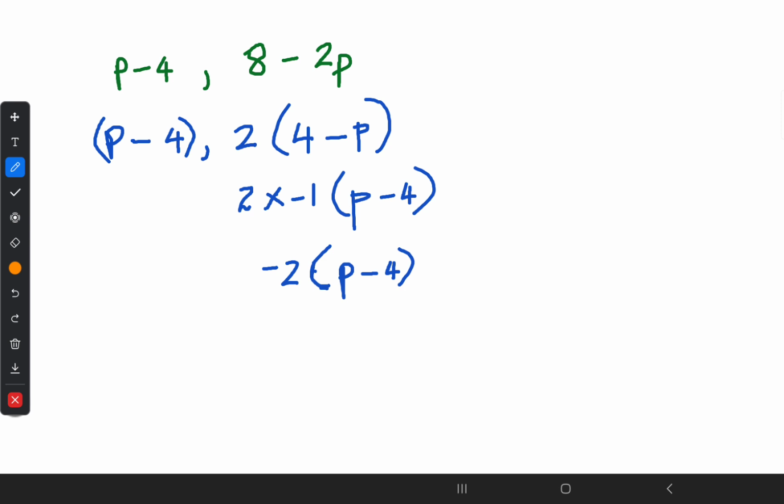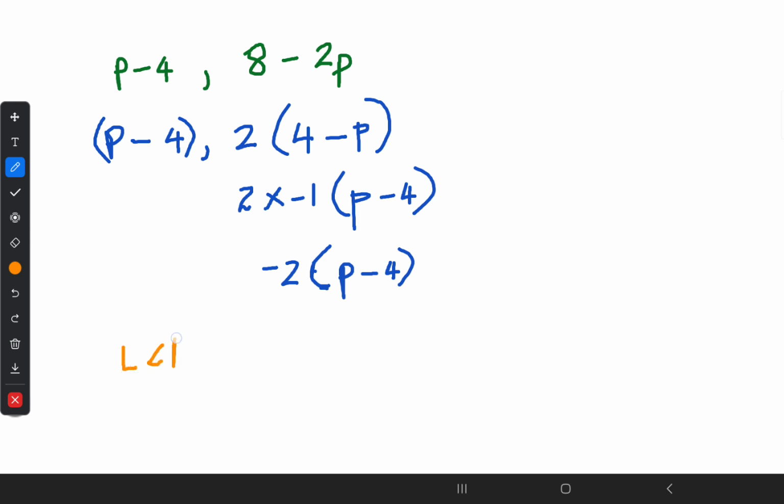I'll repeat again. After selecting 2 as a common factor, 4 minus p is there. So both p and 4 are having different directions. We can make them the same by selecting negative 1 as a common factor. That's what I did here. Thereafter, these numbers are in a multiplication relationship. 2 times negative 1, it would be negative 2 times p minus 4.